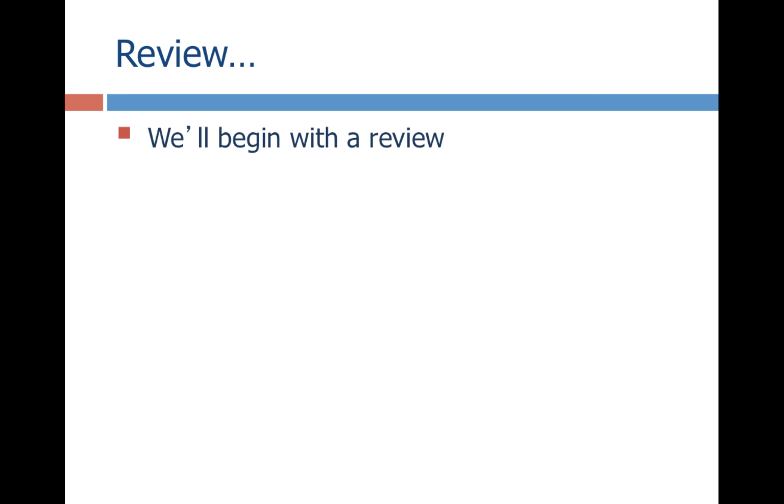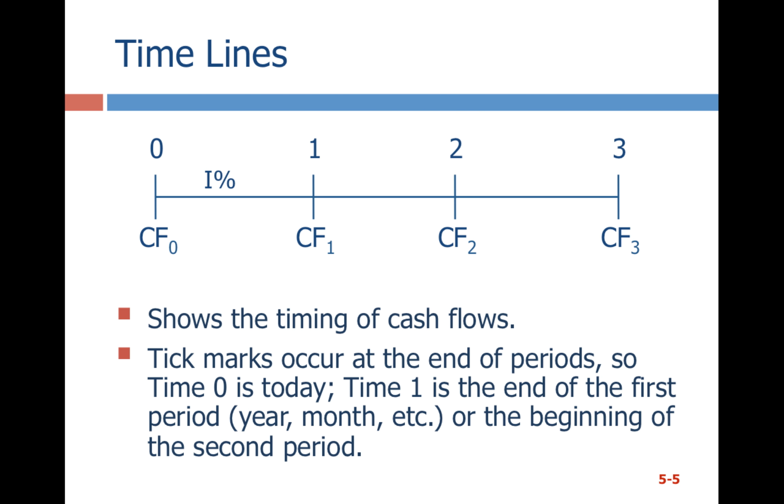So we're going to begin the chapter with a quick review. Let's start with timelines. As you can see here, we have a timeline with cash flows at time period 0, time period 1, time period 2, and time period 3. And timelines are basically showing the timing of the cash flows. The tick marks are going to occur at the end of the period, so time period 0 is actually today. Time period 1 is at the end of the first period, or the beginning of the second period.